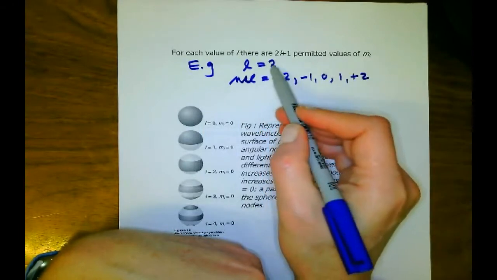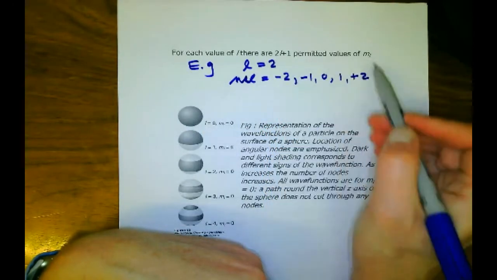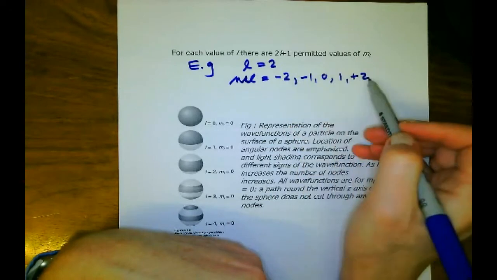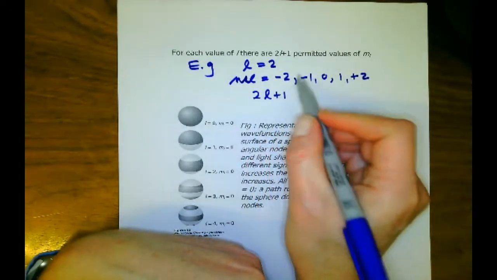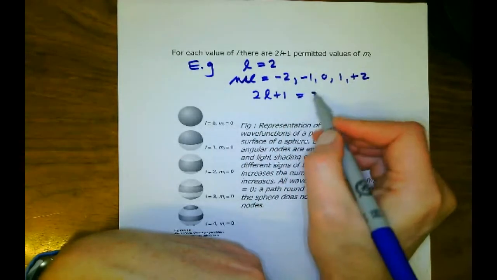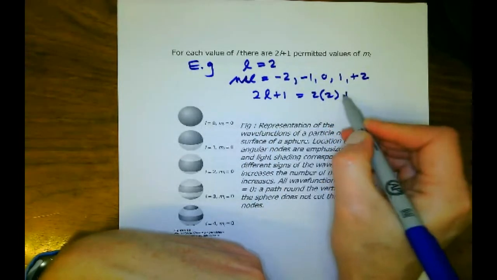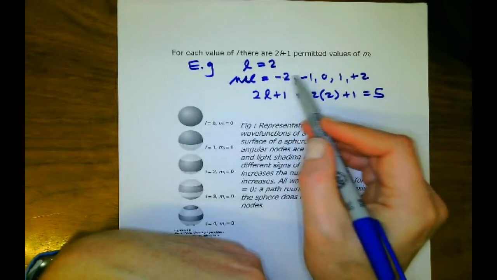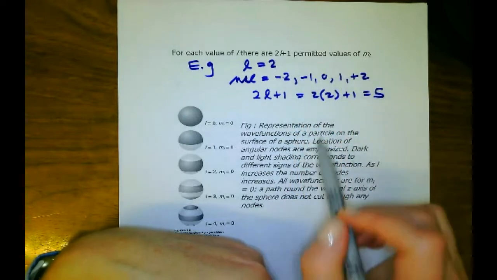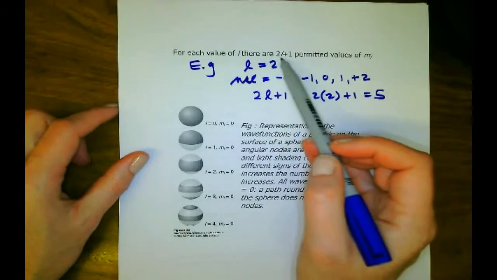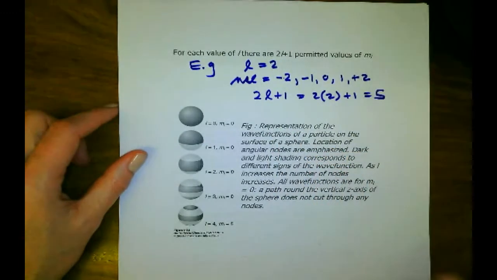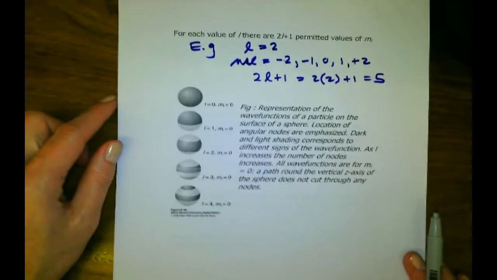Because ML runs from minus L to plus L, minus 2 to plus 2. And we said there are 2L plus 1 values. L is 2, so 2 times 2 plus 1 is 5: 1, 2, 3, 4, 5. Okay, so that rule works. So for each value of L, there are 2L plus 1 permitted values of ML.